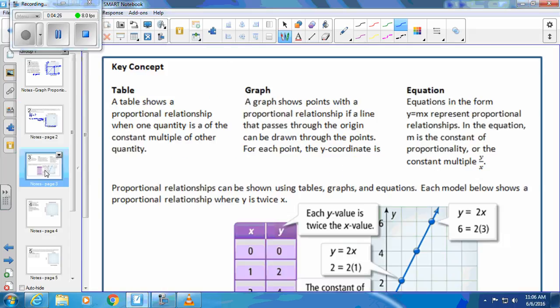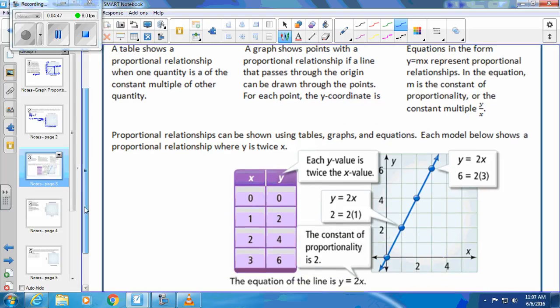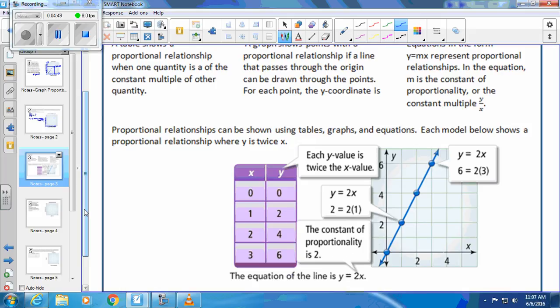The next page, you really don't need to write anything on here. This is more of our key concept that we talked about again in the fall, reminding us what makes a graph a proportional relationship. You have a table which shows a proportional relationship where one quantity is a constant multiple of the other. We have our graph, which will show us the straight line going through the origin.